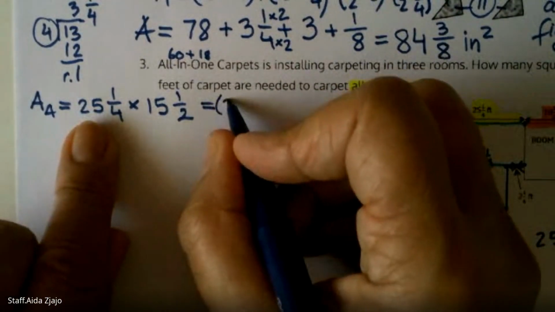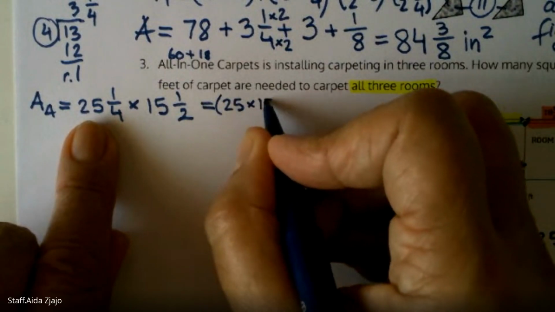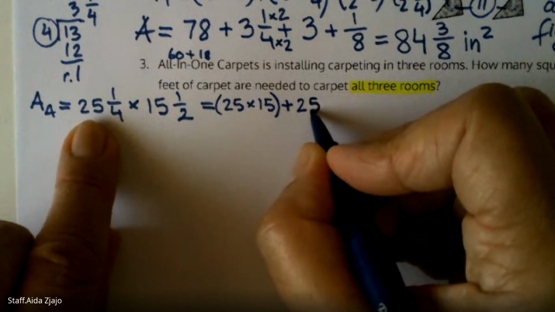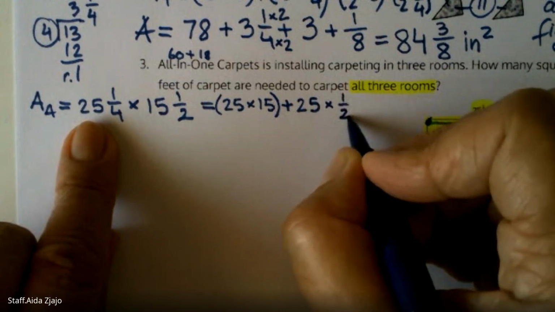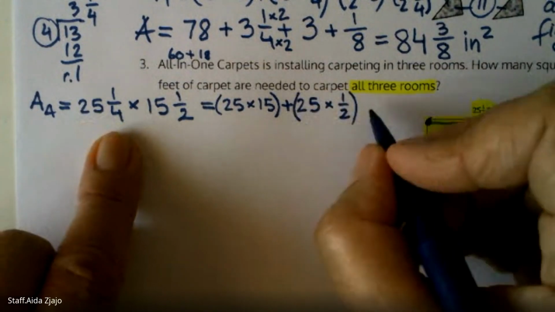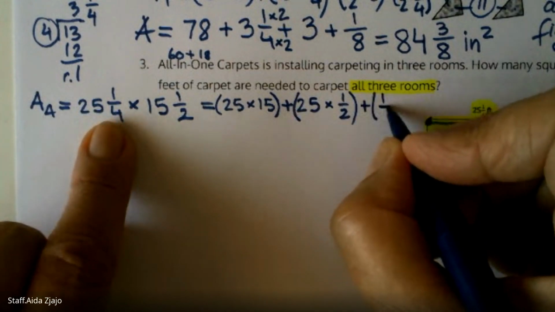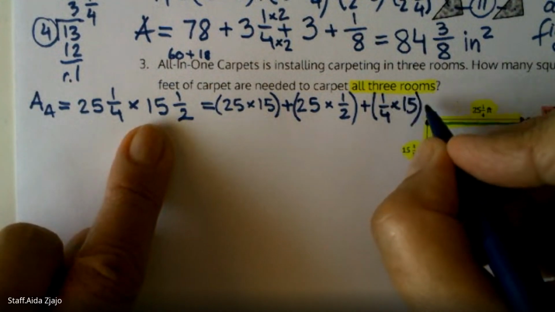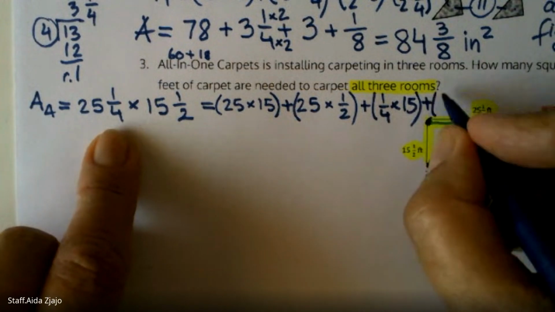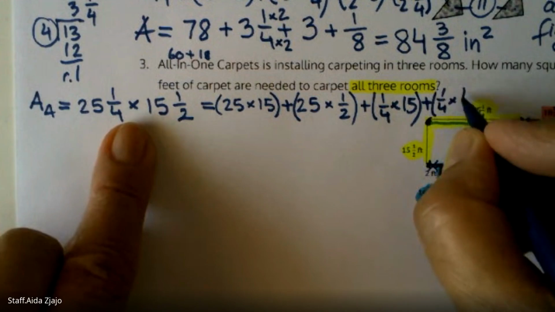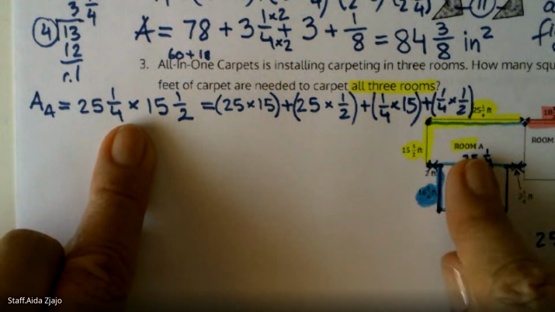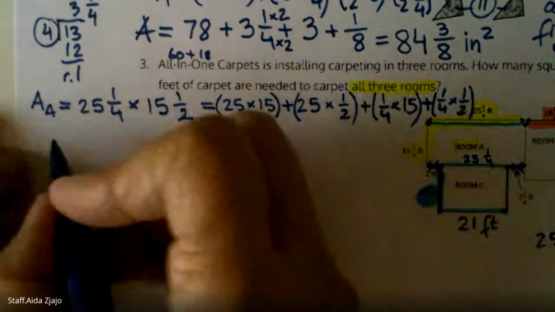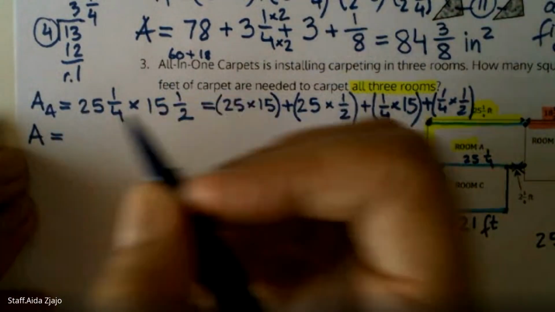So let's use 25 times 15 plus 25 times half plus 1/4 times 15 and plus 1/4 times 1/2. Okay, so this is the area of room A. Let's figure out what it is.